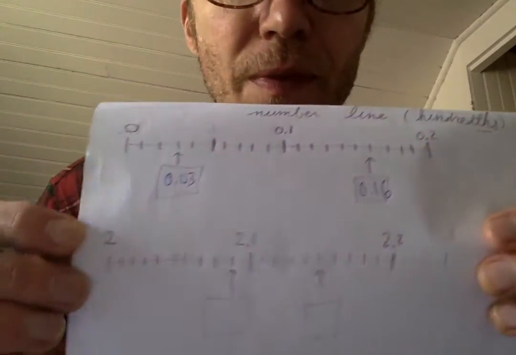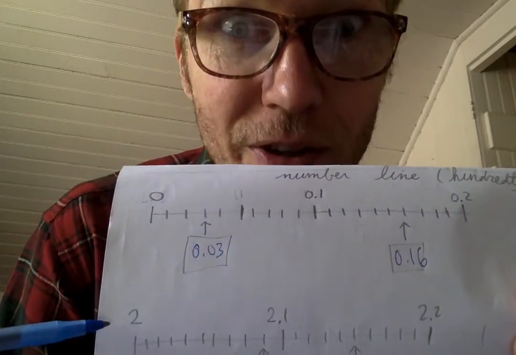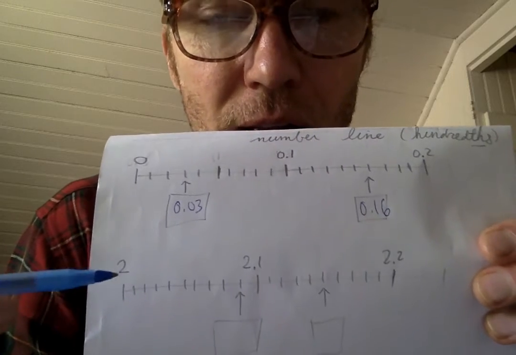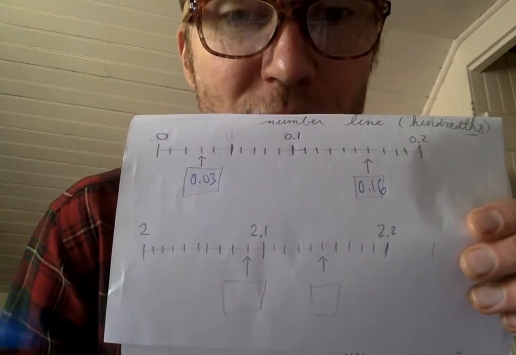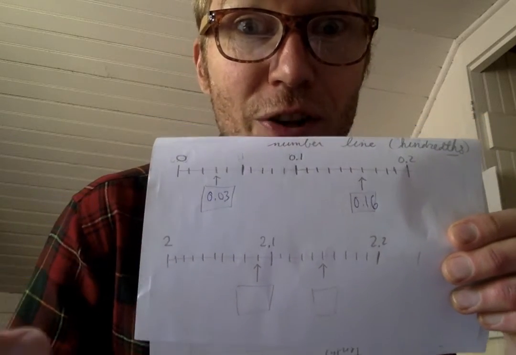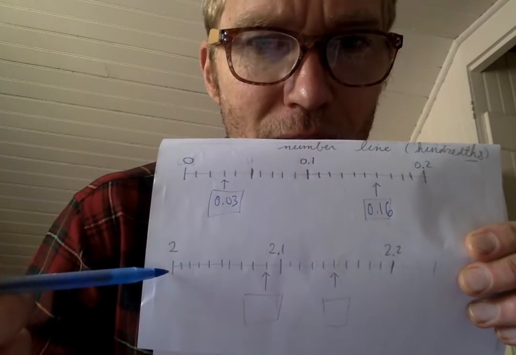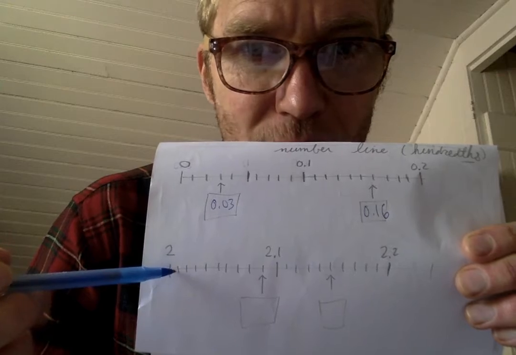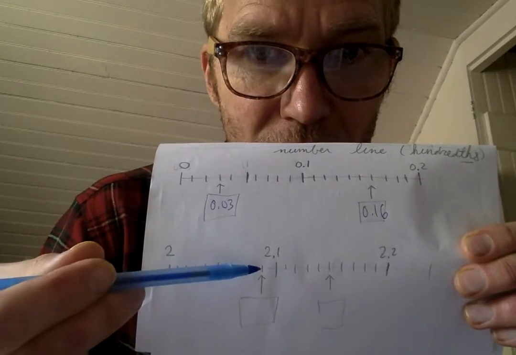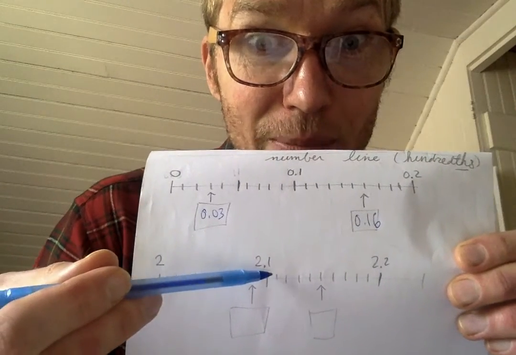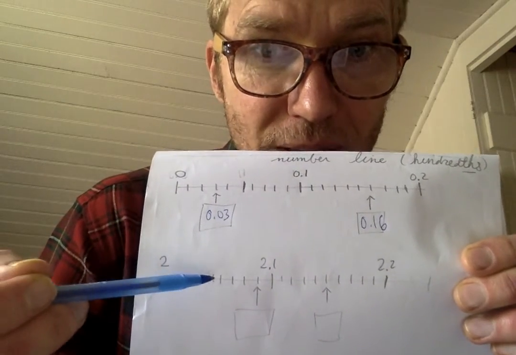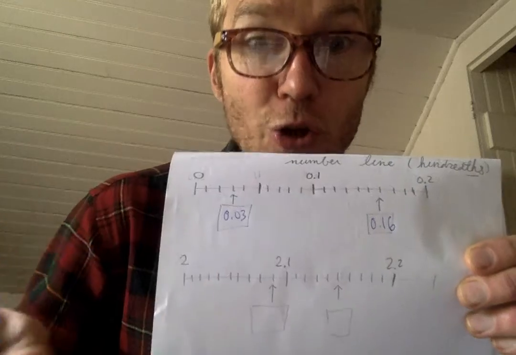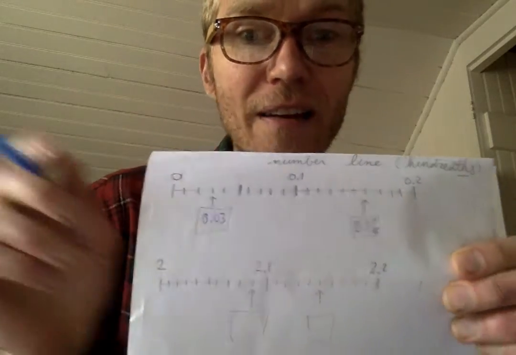Let's do the next one. Ooh, this one starts on 2. They're trying to trick us by not starting on 0. It's somewhere between 2 and 2.1. So it's 2.0 something. Well, 0.0, 1, 2, 3, 4. I can just tell it's right below the 1, so it's going to be 9. 1, 2, 3, 4, 5, 6, 7, 8, 9. 2.09.